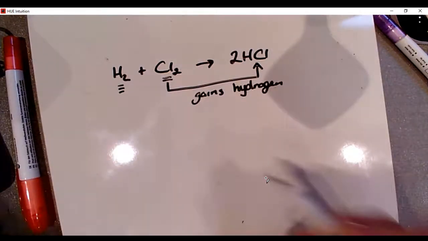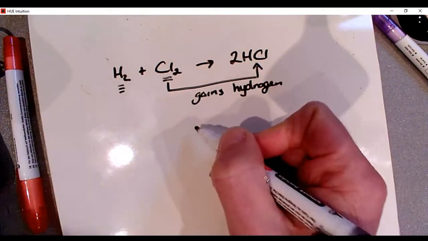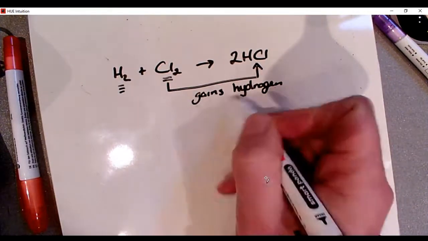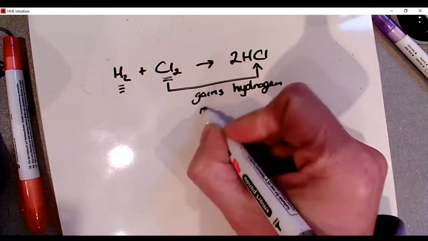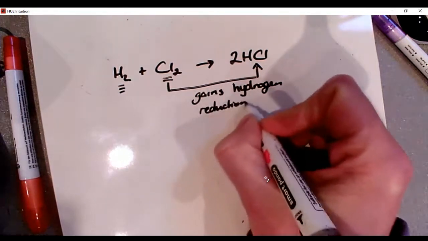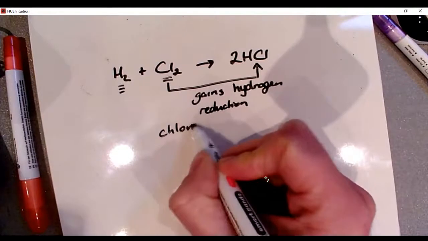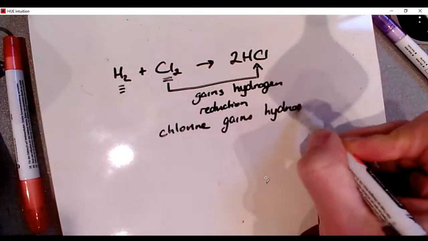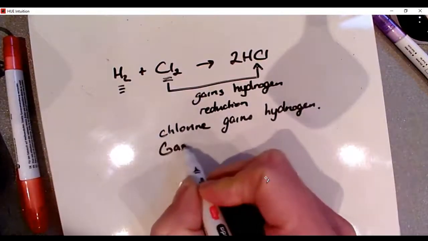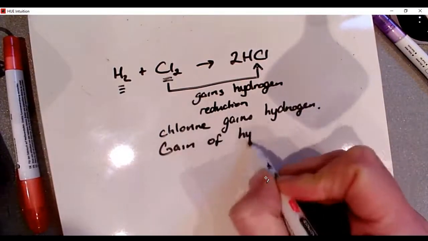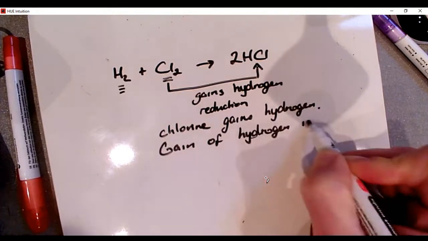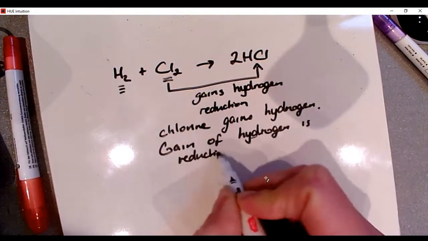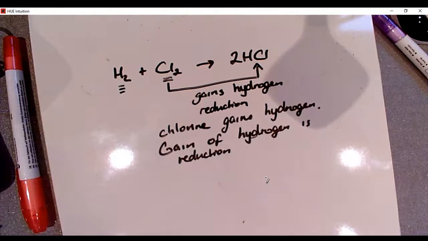right? We've just seen the definition, now is that oxidation or reduction? I'll have to think of this. So if a substance gains hydrogen, it is reduction, right? So chlorine gains hydrogen, and gain of hydrogen is reduction. Okay, now if we go back to the revision book and see the other example there.